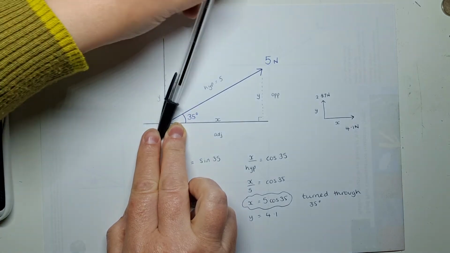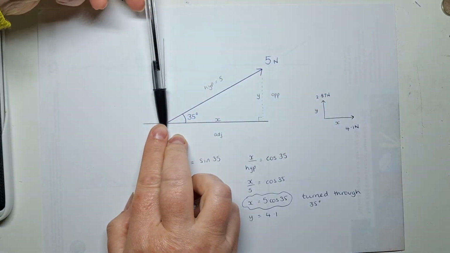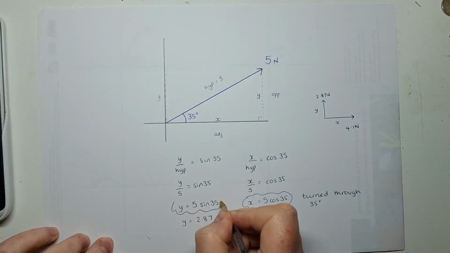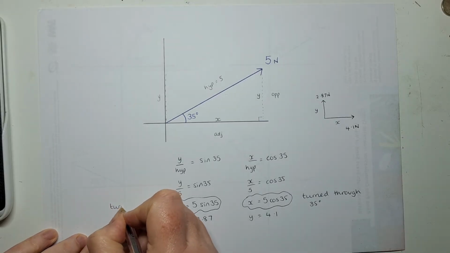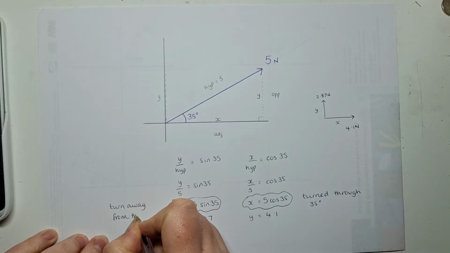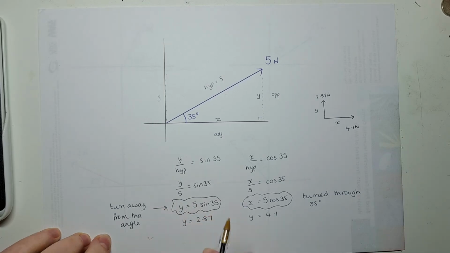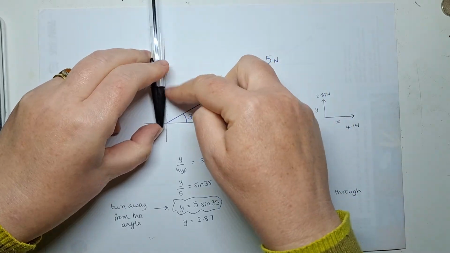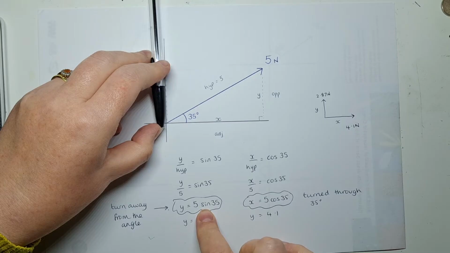All I need to do is think, am I turning through the 35 degrees or am I turning away from it? So this one is when you turn away from the 35 degrees. Or I'm just going to say the angle at this point. When you turn away from the angle, what you're going to do is land on what is effectively the opposite. So that is always going to be sine.